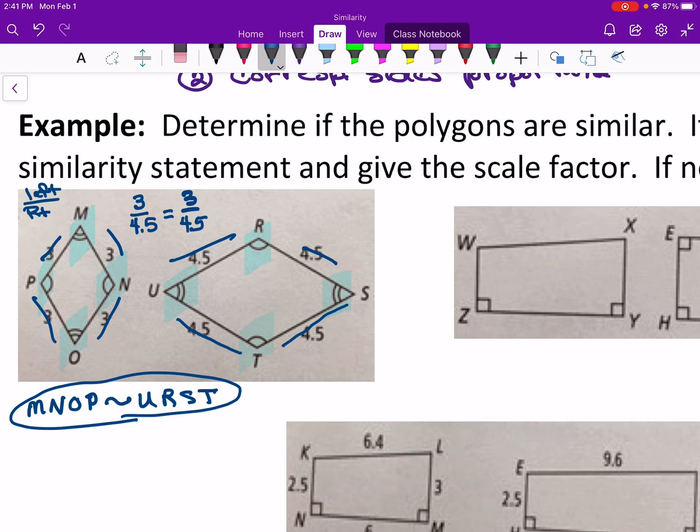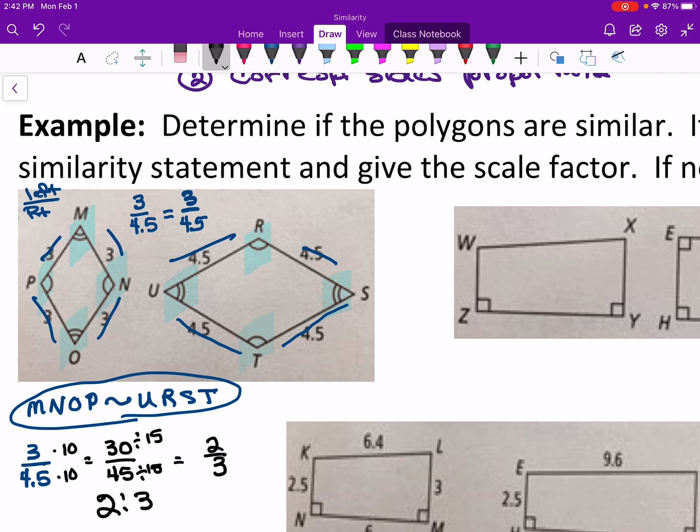For the scale factor, take those ratios that you wrote. Everybody remembers you can't mix decimals and fractions, so I'm going to do a little fancy footwork. If I take both of these multiplied by 10, I'm going to move that decimal over, and then I can reduce my fraction by dividing by 15. I get the fraction 2 over 3, so my scale factor is 2 to 3.